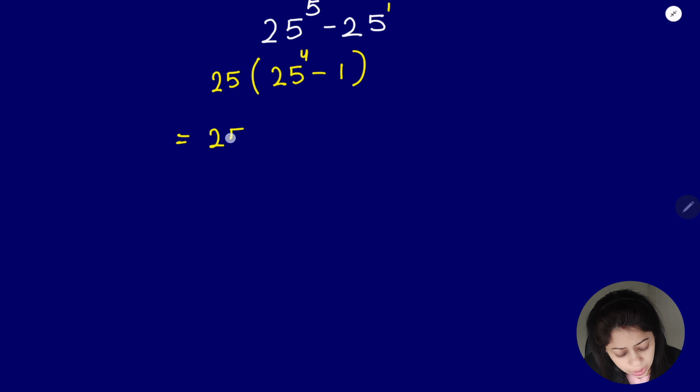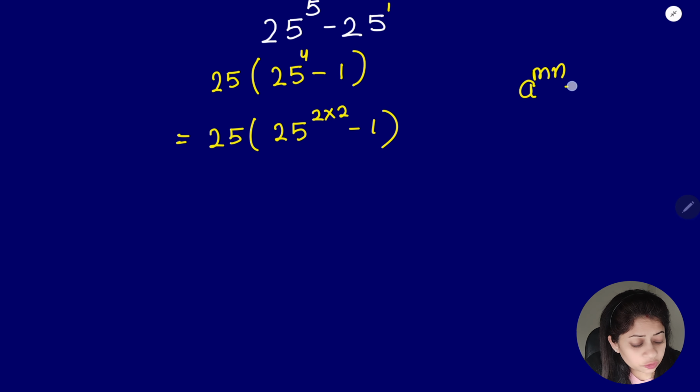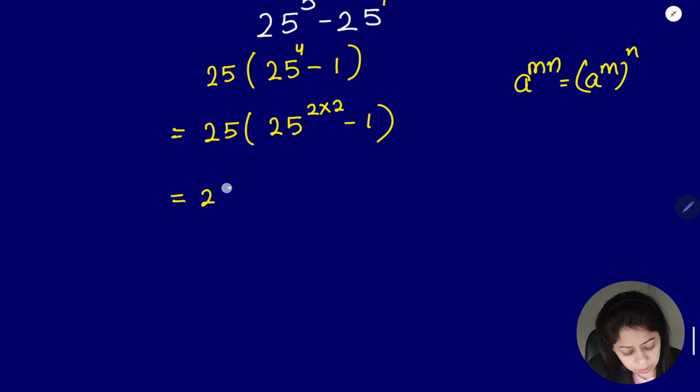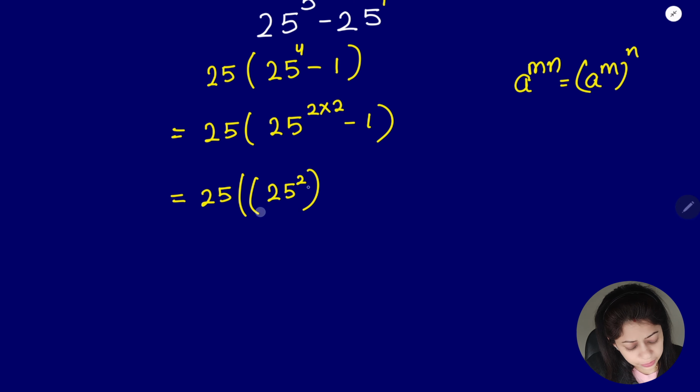Okay. So now we have 25 here and 25 raised to power 2 times 2 minus 1, right? So a raised to power mn is actually equal to a raised to power m raised to power n, right? In exponents. Then I will write 25 and this is 25 raised to power 2 raised to power 2, okay, minus 1.